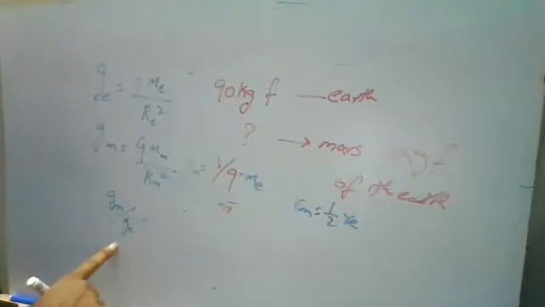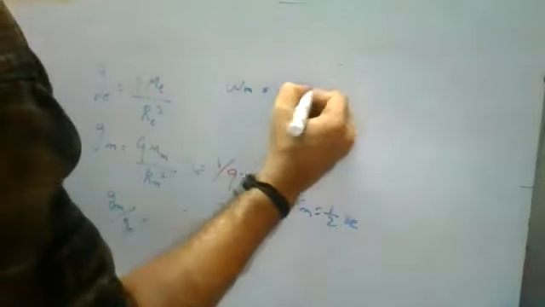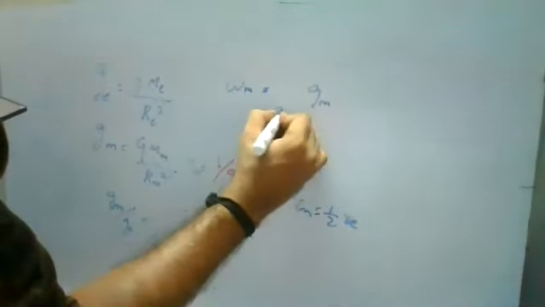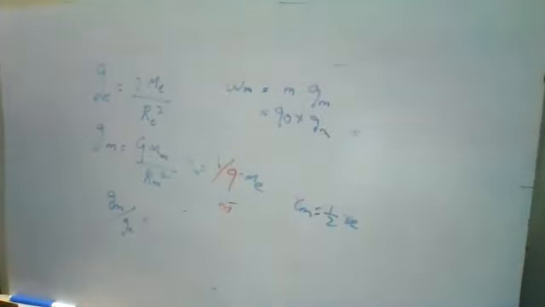After finding gm by g, we are going to find the weight. So the weight of an object on Mars is equal to m into gm. Clear? So this mass is 90. Put in the value and you'll get the answer. Find gm by g, substitute gm here, and we'll get it in terms of g. Just take the ratios between these two, and they have given the relations.